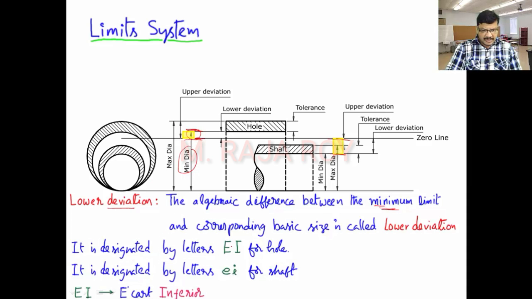So lower deviation will be indicated with I. So capital EI is for hole, small ei for shaft. EI means E cot inferior. Okay.